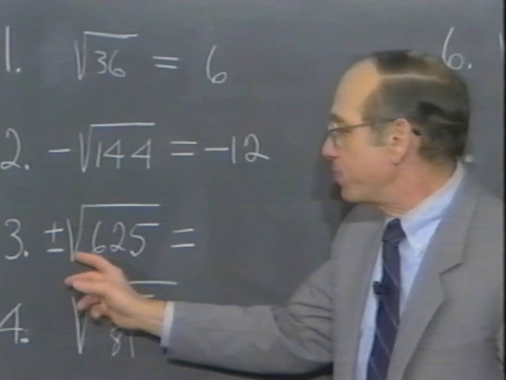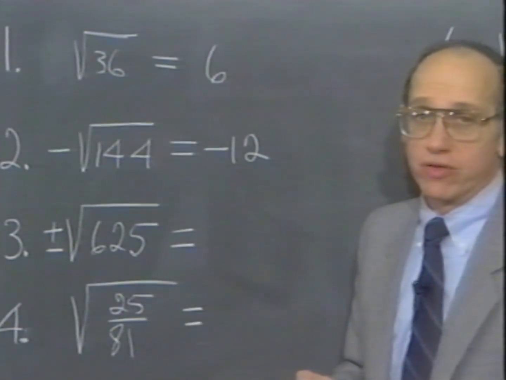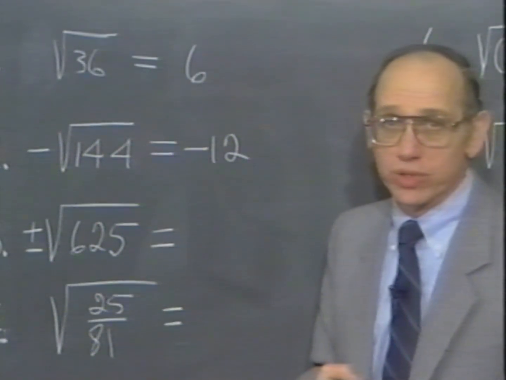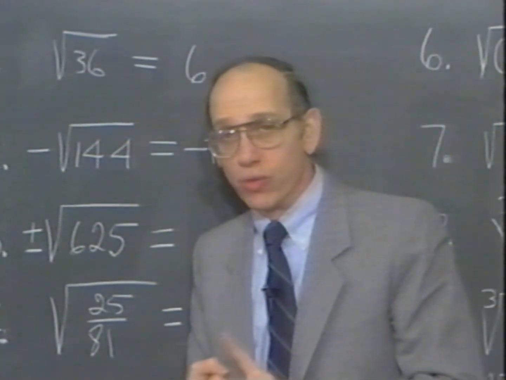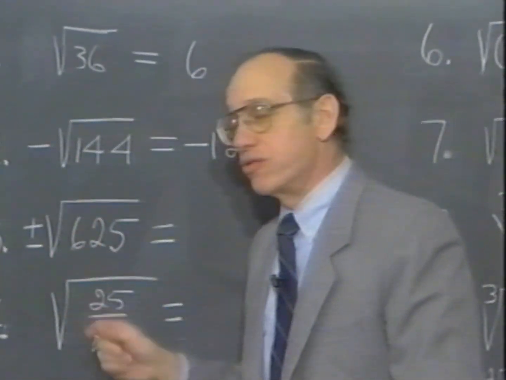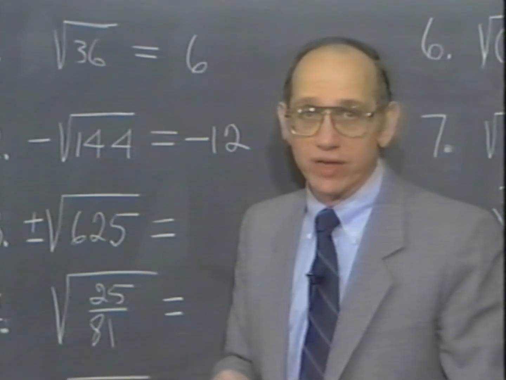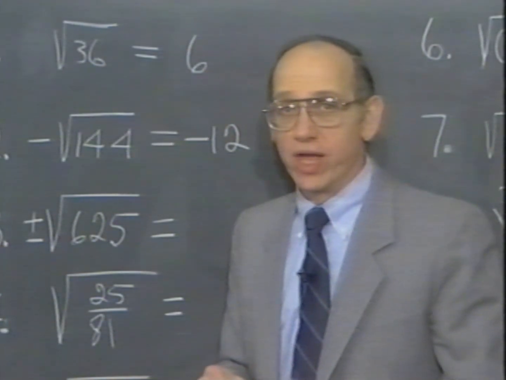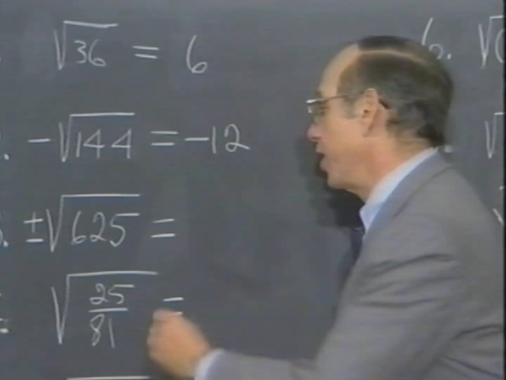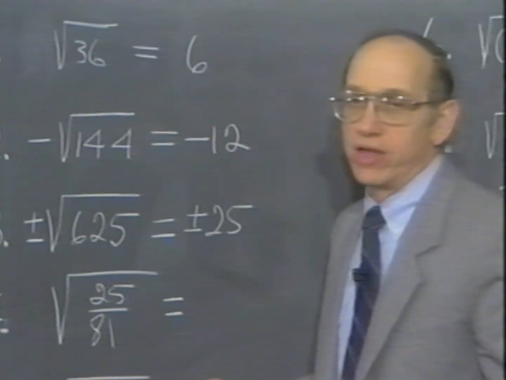Problem 3, we have a special symbol, plus or minus the square root of 625. First, you should understand that the plus or minus indicates that we're willing to accept either the plus or the minus as the root. And the square root of 625, well, you've got to ask yourself, what number multiplied by itself gives you the result 625? And of course, you all know that 25 times 25 is 625. So in this case, we write our answer as plus or minus 25.